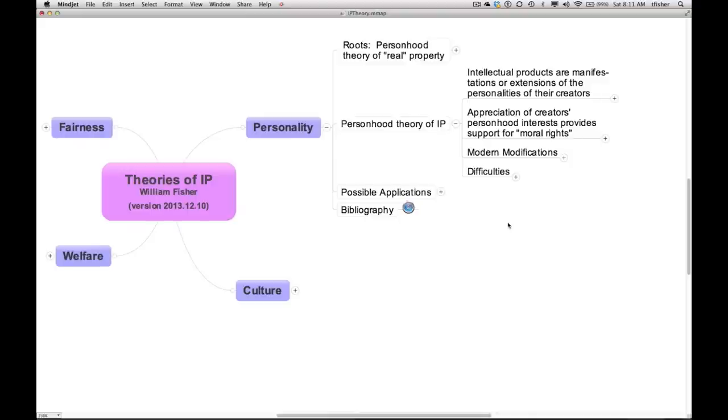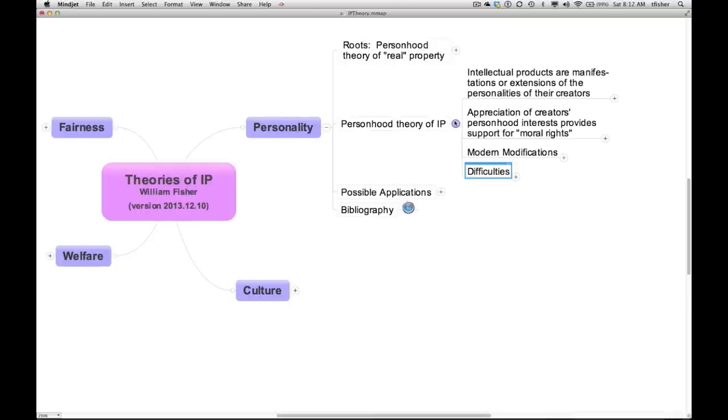In the second segment of lecture number two, I examined some of the contemporary applications of the personality theory, in particular, the ways in which it has informed the practice in European countries of moral rights. I also discussed some difficulties or complexities associated with that argument.